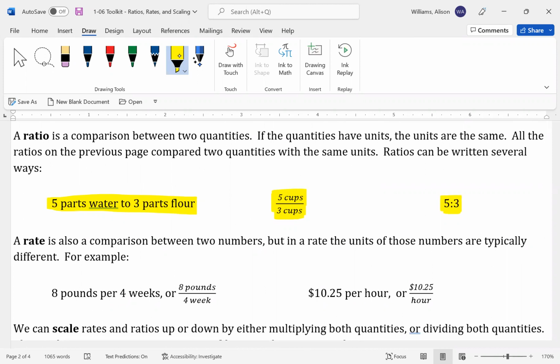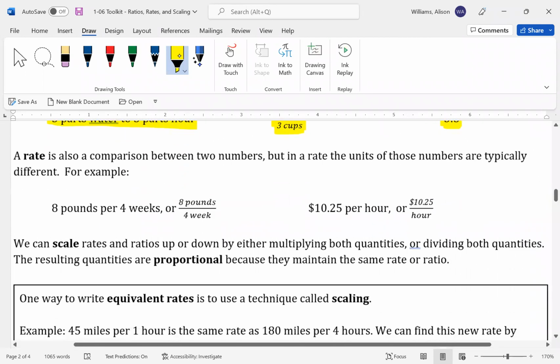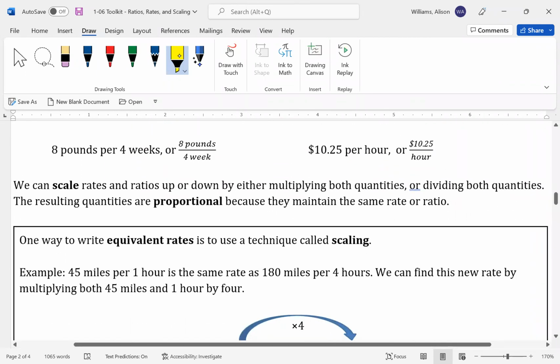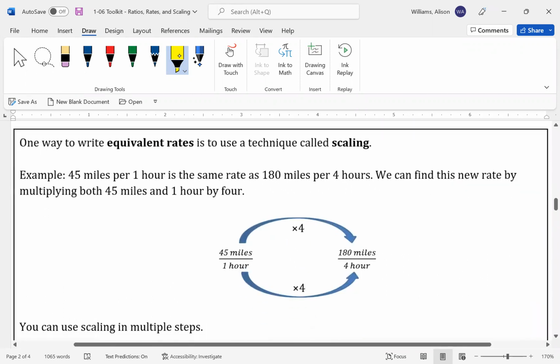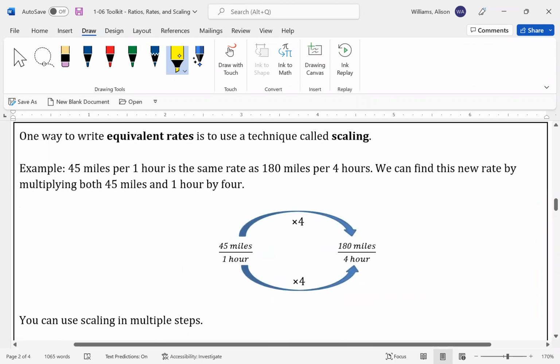10.25 per hour can be written as 10.25 over hour. So we can scale these rates and ratios by multiplying or dividing by a common number. And I did that up here when I looked at the nurse's income. So that's called scaling. So 45 miles per hour can be scaled by 4, meaning we times both the numerator and denominator by 4. We get 180 miles traveled in 4 hours, if that's constant. We could do it in steps.